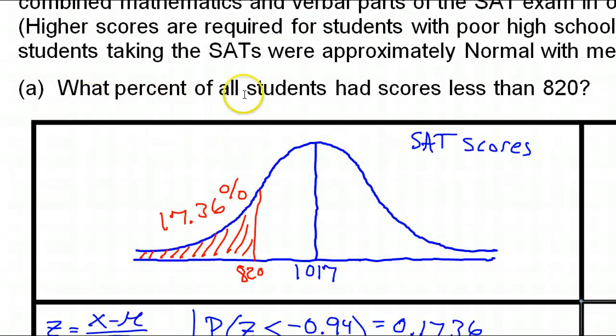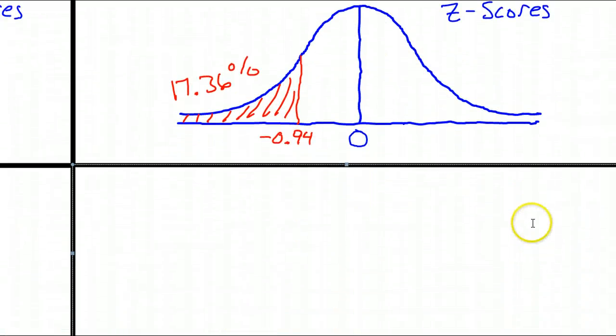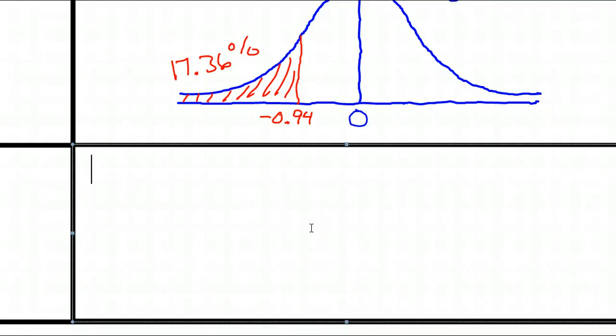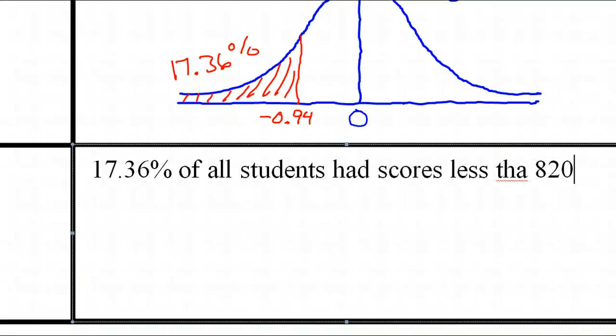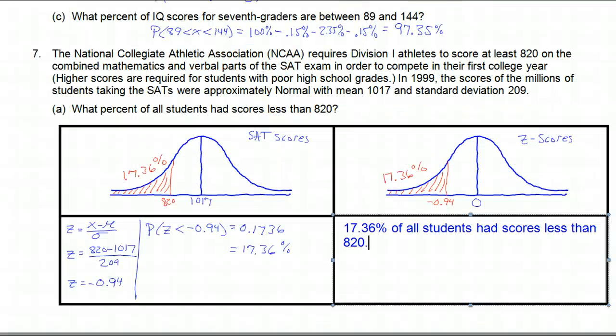Remember, the question is, what percent of all students had scores less than 820? I like to reflect the question back in my answer and say 17.36% of all students had scores less than 820. Again, it's a really smart move to take the question and reword it as your answer. All right, just soak that in for a second.